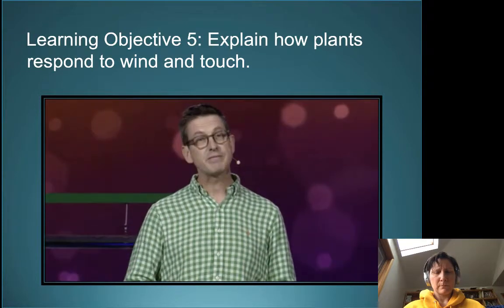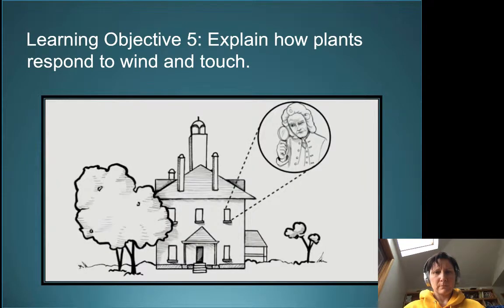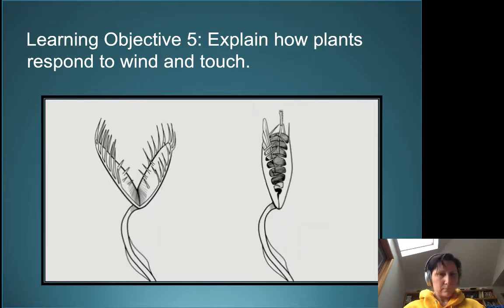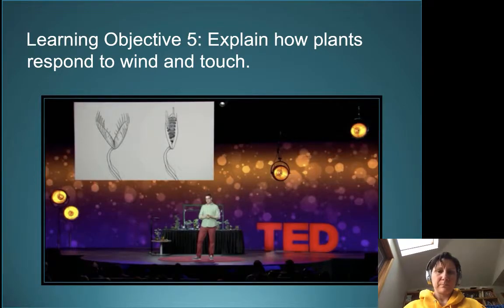Now, in 1760, Arthur Dobbs, the royal governor of North Carolina, made a pretty fascinating discovery. In the swamps behind his house, he found a plant that would spring shut every time a bug would fall in between it. And he called this plant the fly trap.